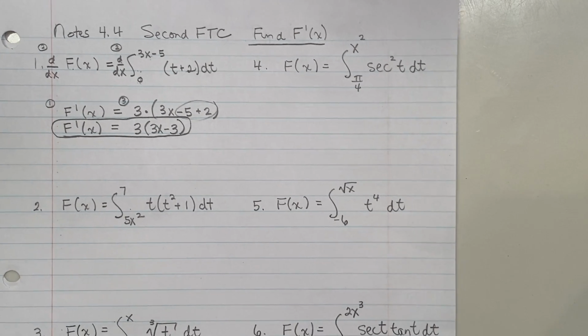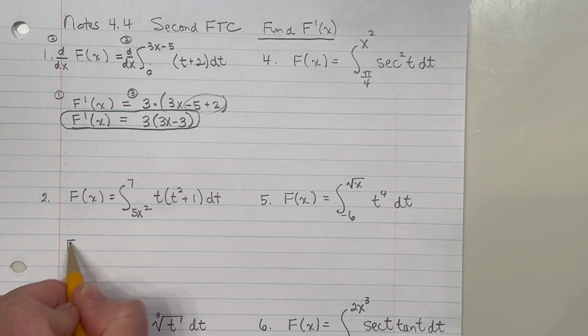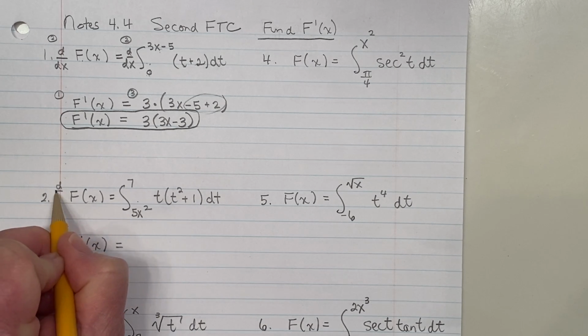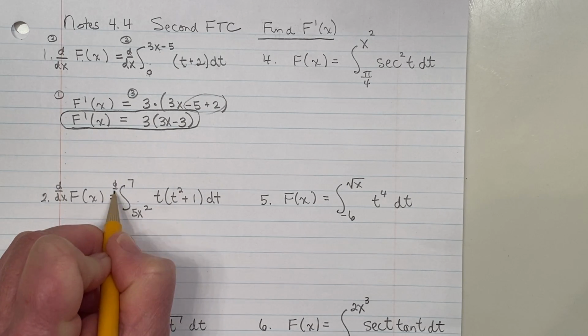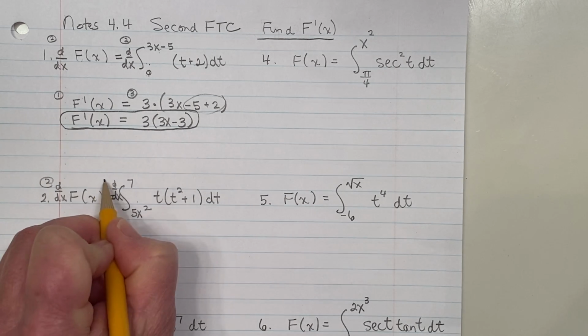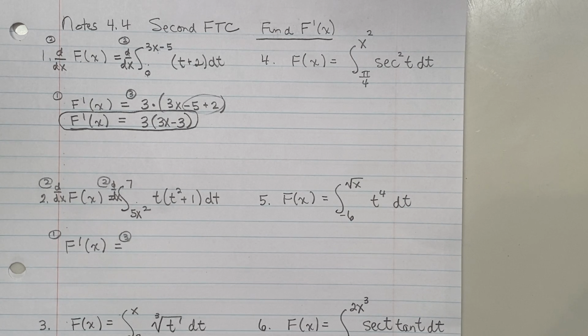All right, look at number 2. Let's find capital F prime of x. Step 1, write down what we're finding. Step 2, bring in the derivative operators. So steps 1 and 2. Step 3 will be to compute the answer, okay?